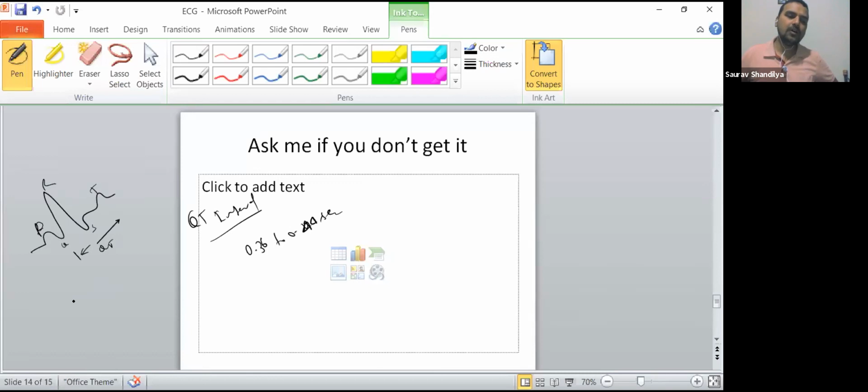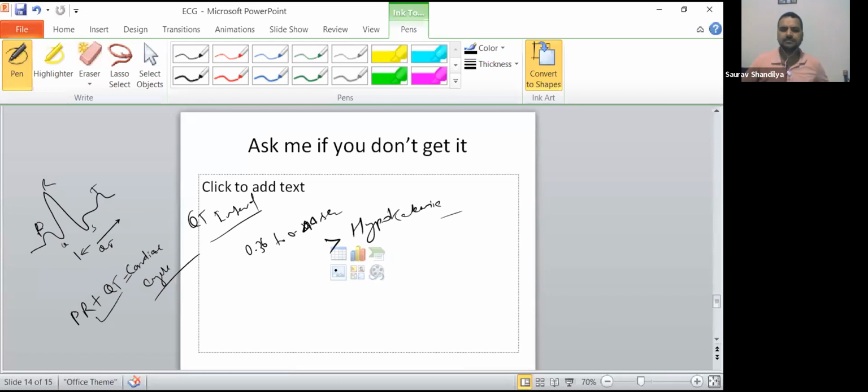Now if you calculate PR plus QT, it is equal to 1 cardiac cycle. Simple, very simple. You should remember this because many exams ask questions like this. If the duration is more than this, it can be hypokalemia. Teacher, I know if I start teaching you another 3 hours, it will go.